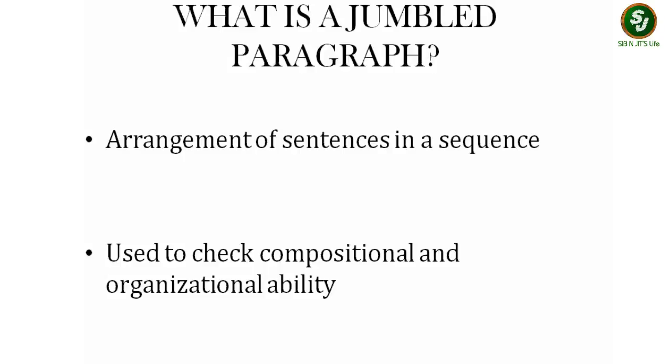Now next, it is used to check compositional and organizational ability. It checks these two qualities in a candidate, and it also helps in understanding English. So basically, a jumbled paragraph is an arrangement of sentences in a sequence to form a meaningful paragraph with the compositional and organizational ability of a student.